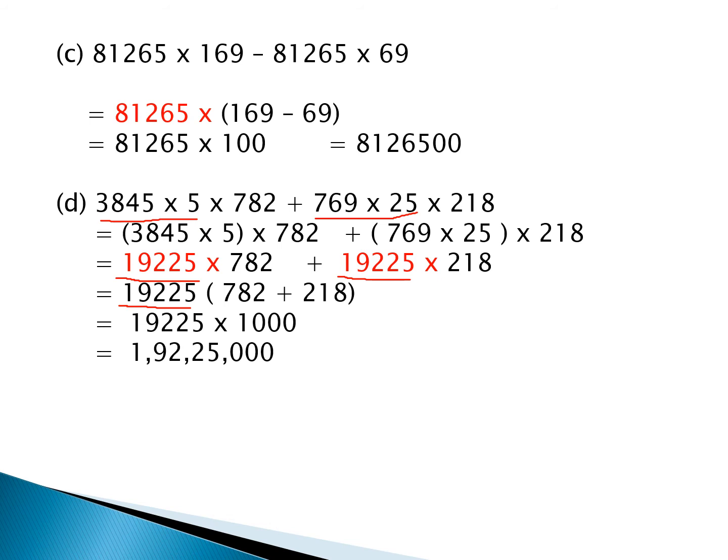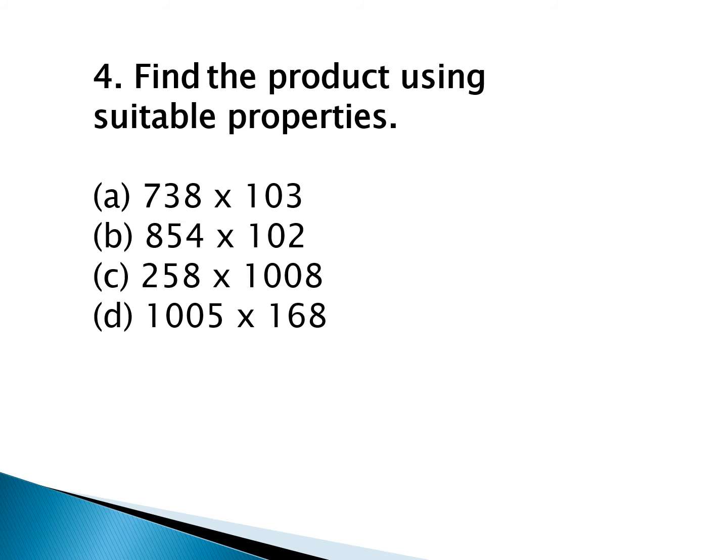I hope these two questions are clear, children. Children, now come to the fourth question. Find the product using suitable properties. You can see the question. A part, 738 multiply 103. B part, 854 multiply 102. C part, 258 multiply 1008. D part, 1005 multiply 168.